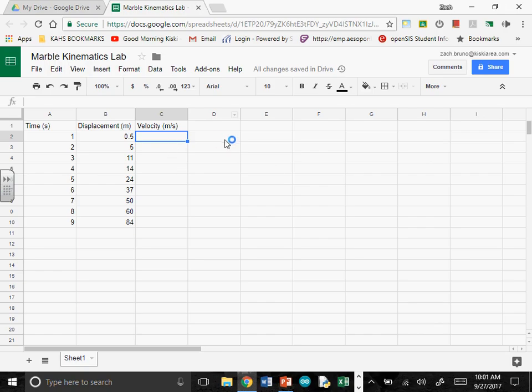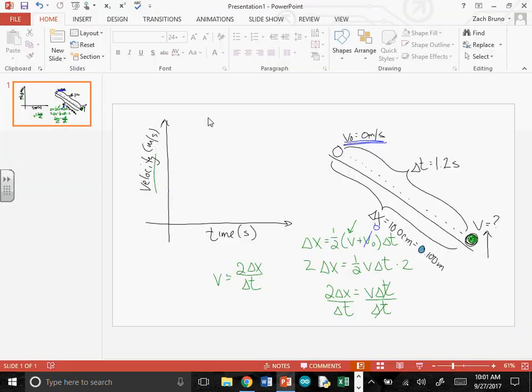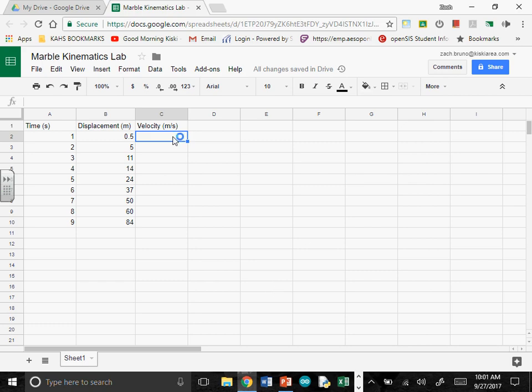So my velocity in meters per second should be equal to 2 times my displacement divided by my time. Right? That's what it says here. 2 times the displacement divided by the time. So I'm going to do equals the number 2 times the displacement.